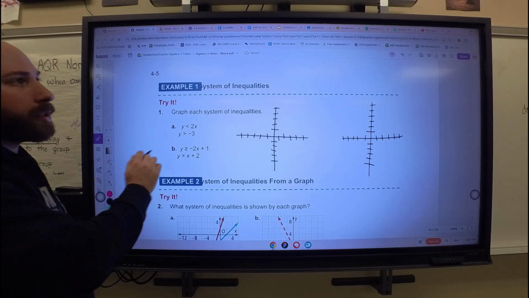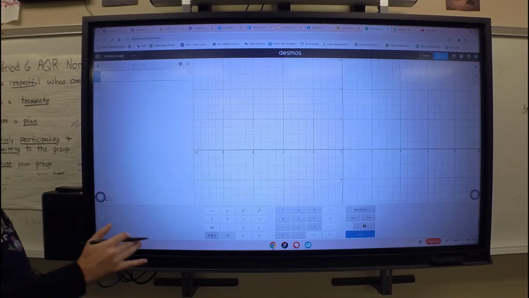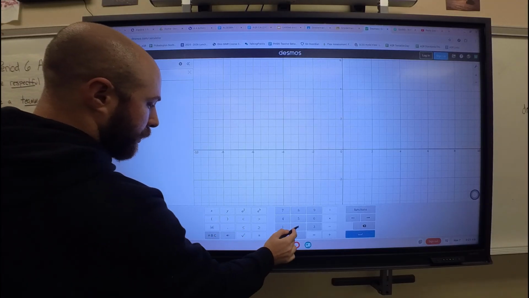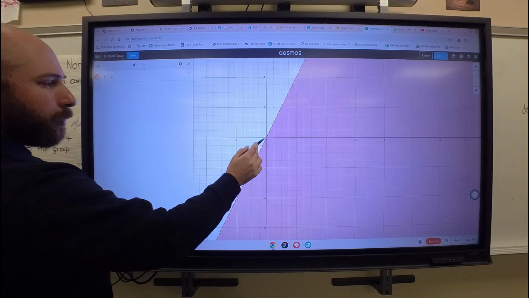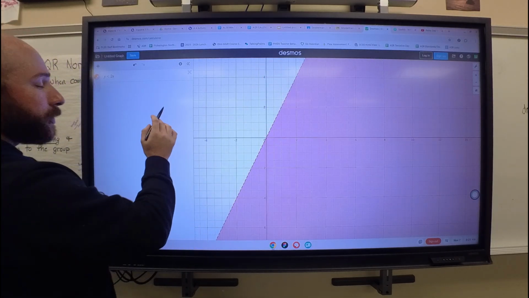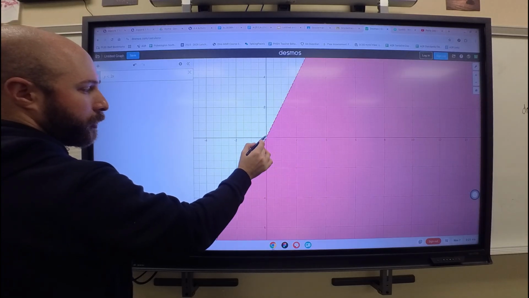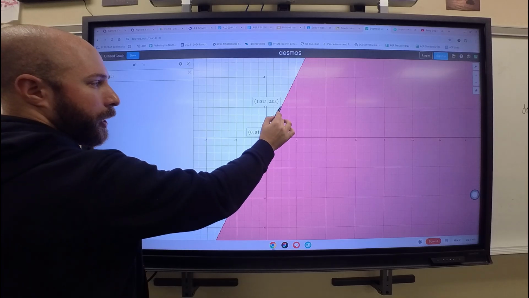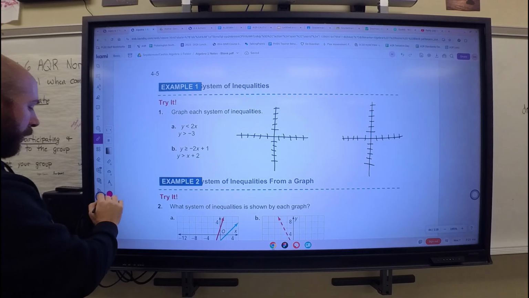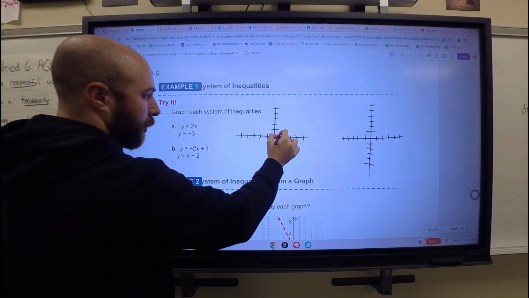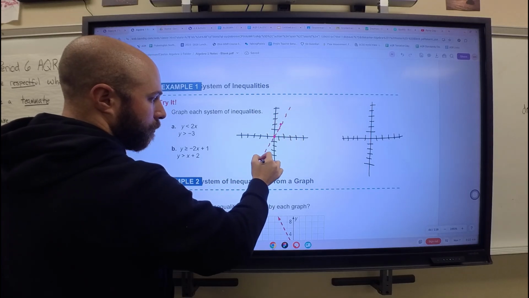So we have y is less than 2x. So if I pull Desmos up, and remember, you want to type it in exactly as it looks. So we have y is less than 2x. We can see on here that we have a dashed line because it's strictly less than, and it is below that line. So let's find a good point. We have 0, 0, and we have the point 1, 2. So let's plot both of those points. So we have 0, 0, and we have the point 1, 2, and it's going to be a dashed line.